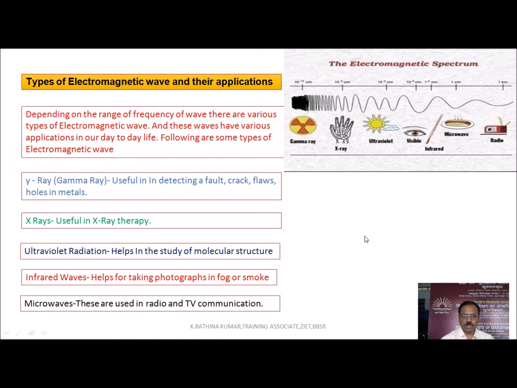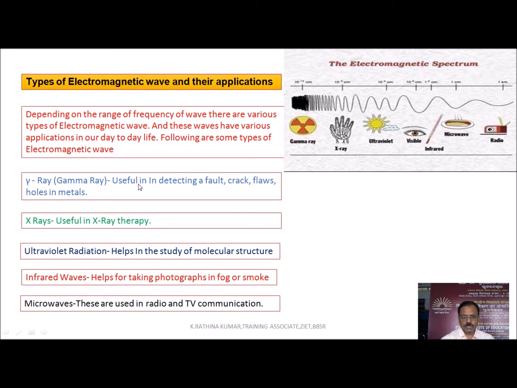Types of the electromagnetic wave and their applications. Depending on the range of frequency, there are various types of electromagnetic waves, and these waves have various applications in our day-to-day life. Following are some types of electromagnetic waves.